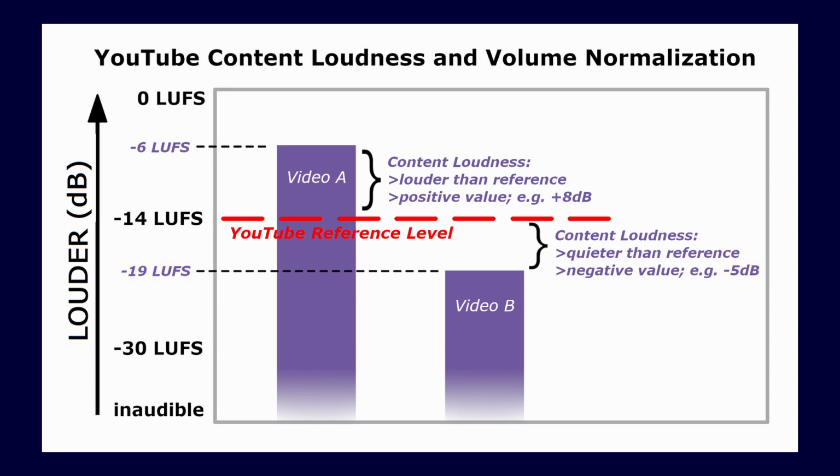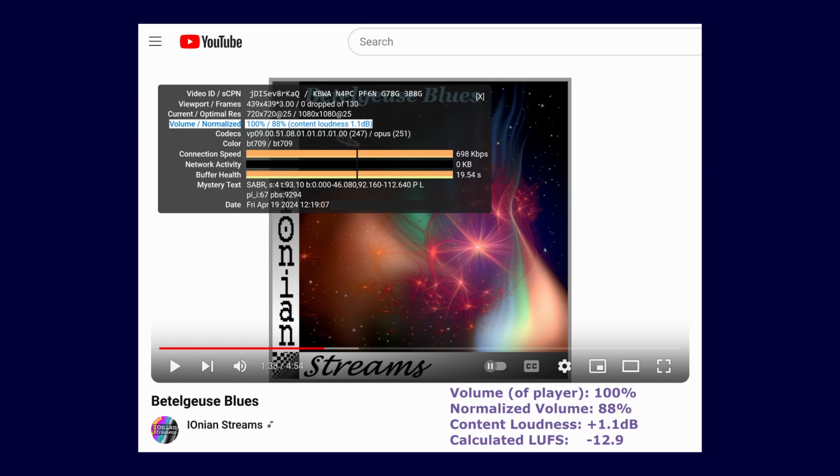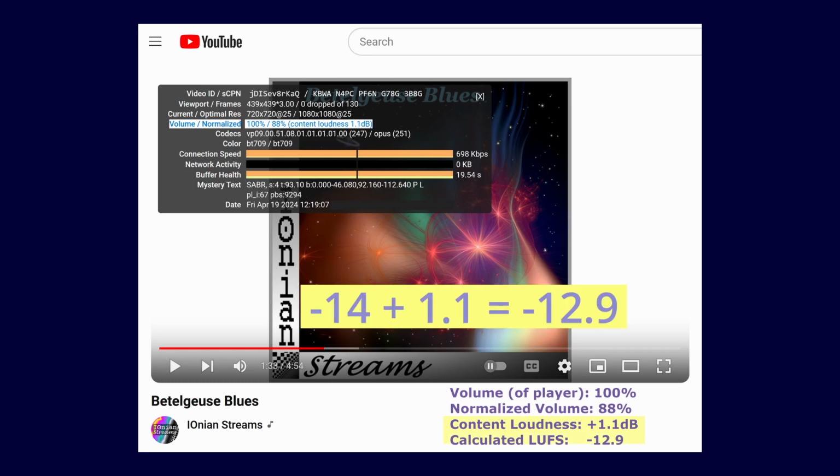This is useful. We can now calculate the loudness level in terms of LUFS dB units for the audio in any YouTube video. For Beetlejuice Blues, the content loudness is 1.1 dB. This positive value means that the song is slightly louder than YouTube's reference level of -14 LUFS. Indeed, when mastering Beetlejuice Blues, I set it at -12.9 LUFS. So, compared to the -14 LUFS reference, the song is 1.1 dB louder. Doing the easy arithmetic, -14 LUFS plus 1.1 dB equals -12.9 LUFS.